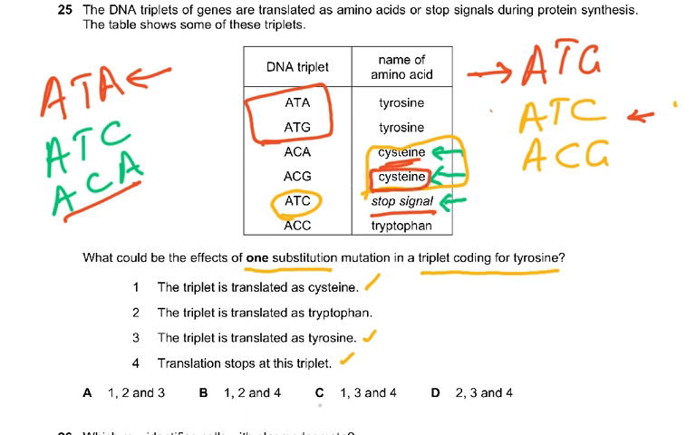So what could be the effects? The triplet is translated as cysteine. This could be the answer. The triplet is coded as tryptophan. This is wrong. The triplet is translated as tyrosine. Why tyrosine? Because ATA can become ATG, but it's still translated as tyrosine. And translation stops at this triplet, a stop signal. ATC becomes a stop signal. So that is why the answer is 1, 3, and 4, which is C.